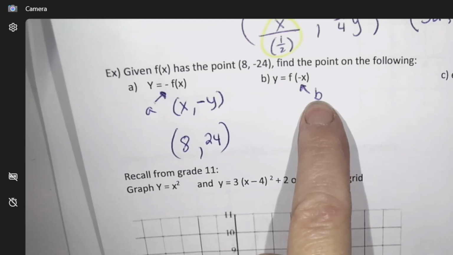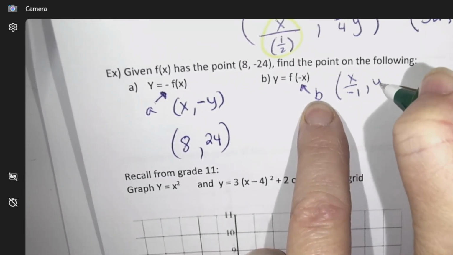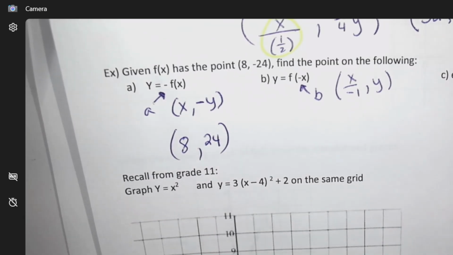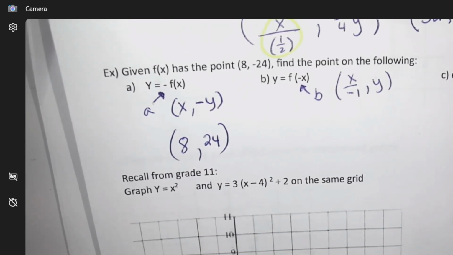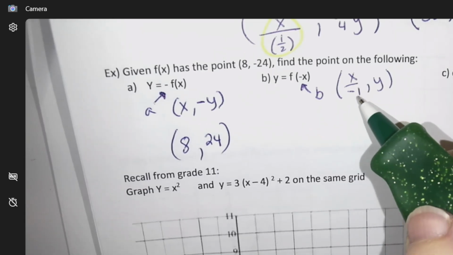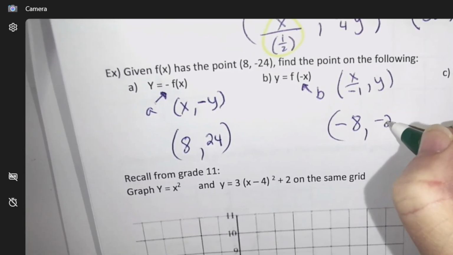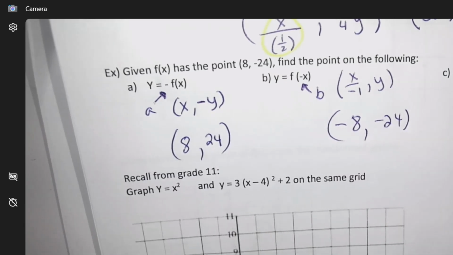Question B. What do you do with the B? You divide the X. So what is 8 divided by -1? -8. And the Y, I'm just copying it.